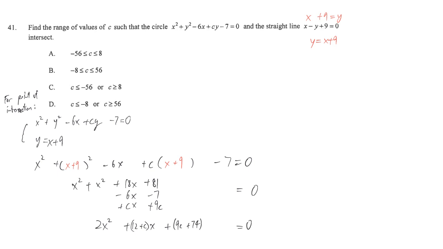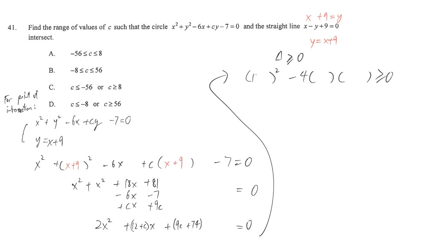Just like what we are concerned about, we are not trying to get x. I'm not interested in the position of x. I'm just concerned about the constraint that delta is larger or equal to 0, because we have some intersection. So we have something squared minus 4 something something larger or equal to 0. B is 12 plus c. A is 2 while c is 9c plus 74. So we have a quadratic inequality. We are going to expand it.